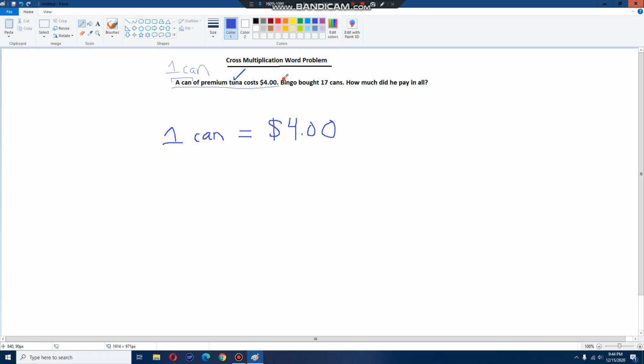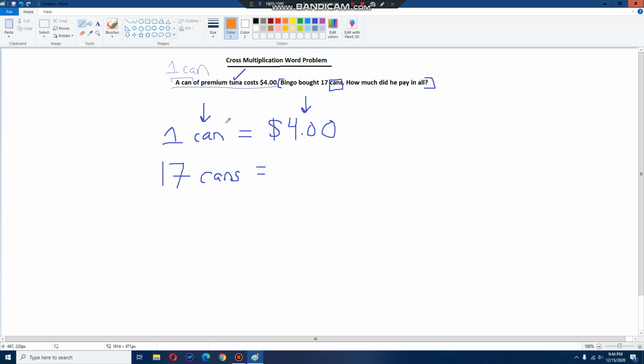And now let's go to the next sentence. Bingo bought 17 cans. Okay, now where should I put that information? Should I put that in the money section or should I put that in the can section? Well, since he bought 17 cans, I should put it in the can section. So I'm going to put the number 17 cans right here.